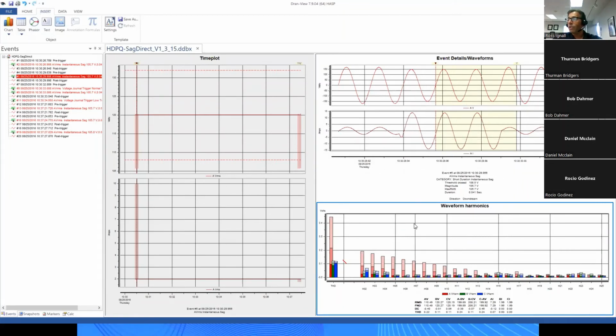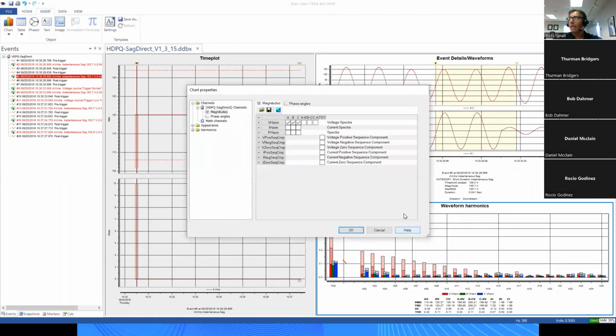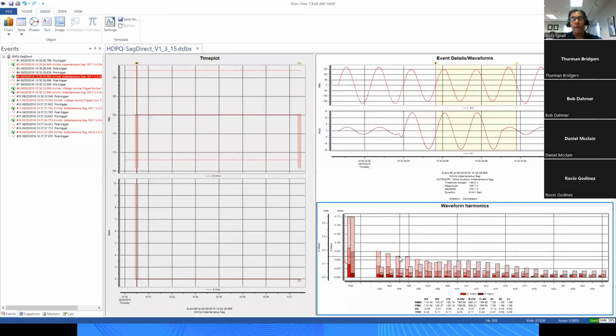And I can change it to voltage and current. I have all of my properties available for selecting which parameters I want to include. So I'm going to uncheck B and C, and I'm going to check the current as well. So I'm going to say okay, and you can see how that's changed.